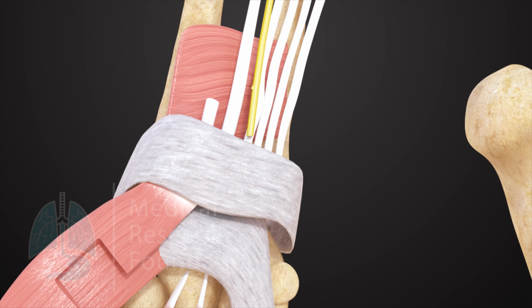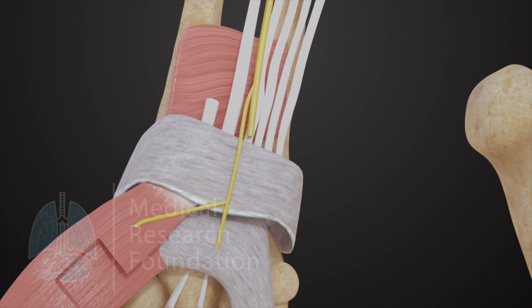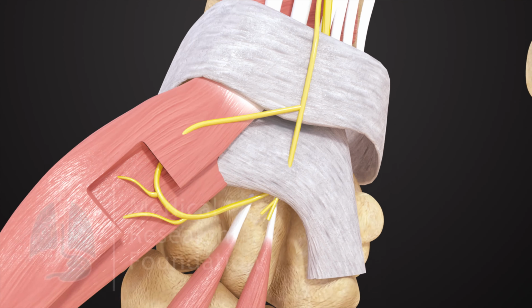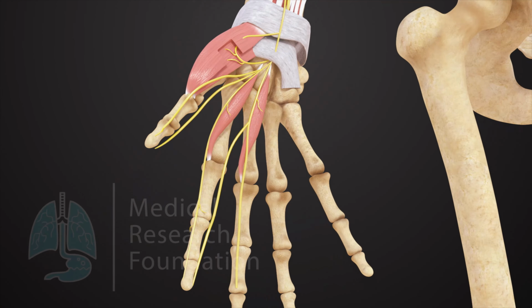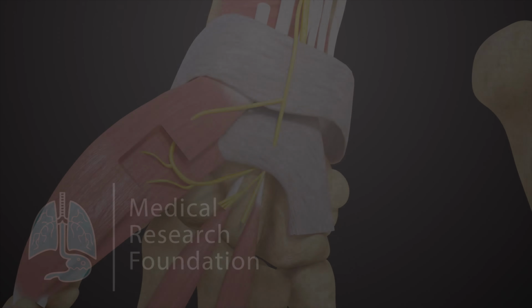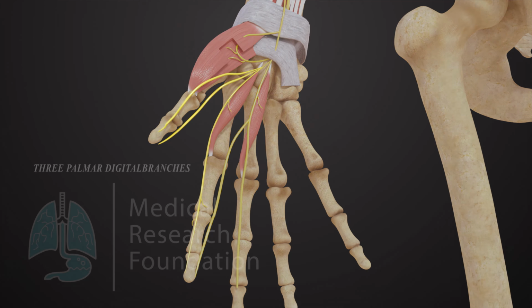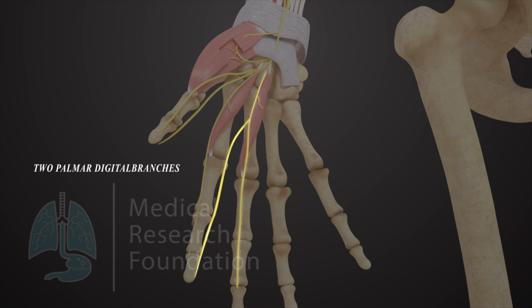In the palm, the median nerve flattens at the distal border of the flexor retinaculum and divides into lateral and medial divisions. The lateral division gives a recurrent branch, which curls upwards to supply the thenar muscles. It then divides into 3 palmar digital branches. The medial division gives off 2 palmar digital nerves.